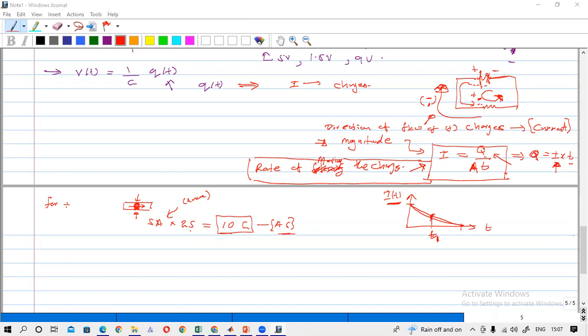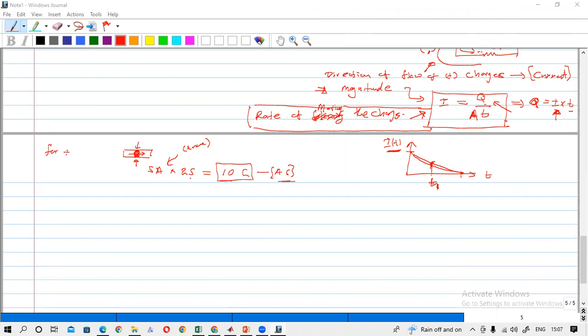Anyway, now the current is not a constant. So if you want to find the coulomb, the charges up to this point, what do we have to do? This current is not a constant. If the current is constant, you can multiply this current by this T. In other words, you are finding the area of this section.